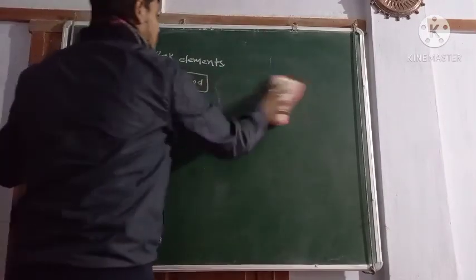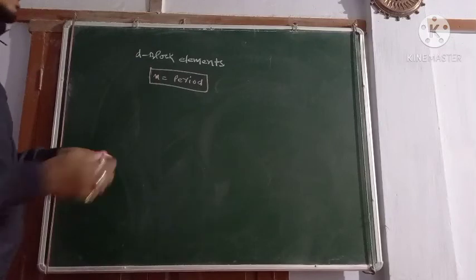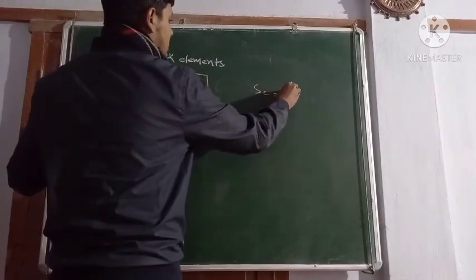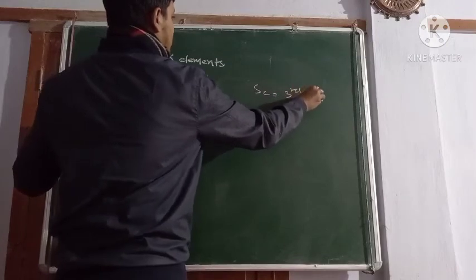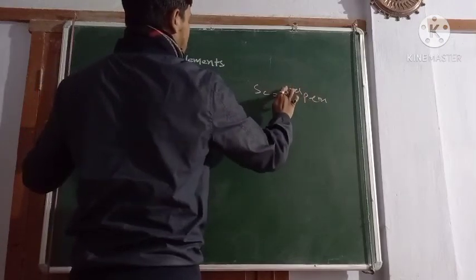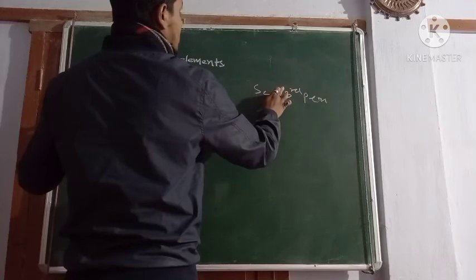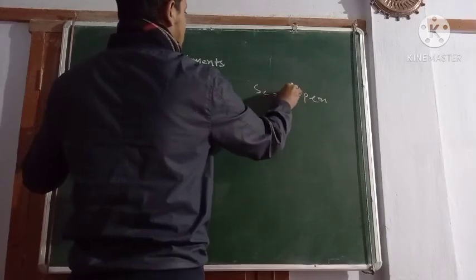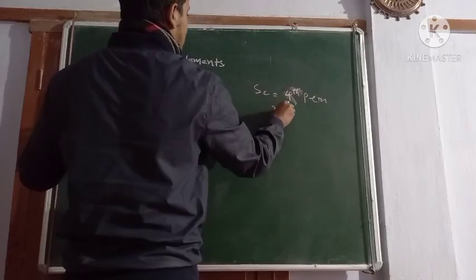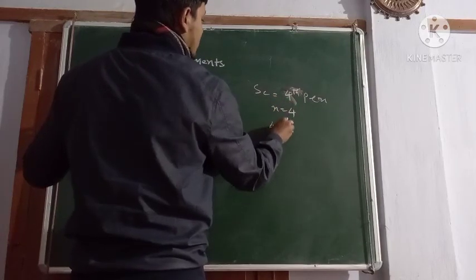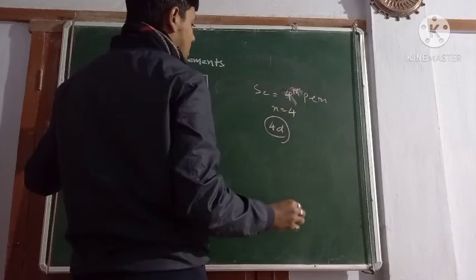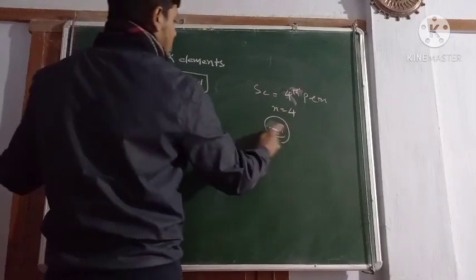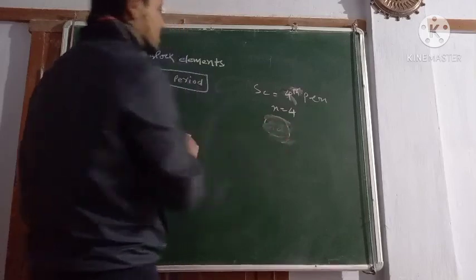For example, let me consider an element such as scandium. Scandium is present in the third period, not third period, fourth period. That means n will be equal to 4. That means 4d will be filled. Okay, not 4d, I will tell you.